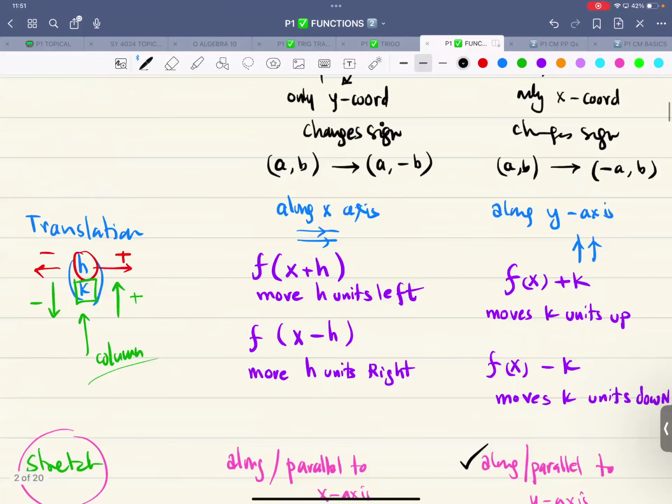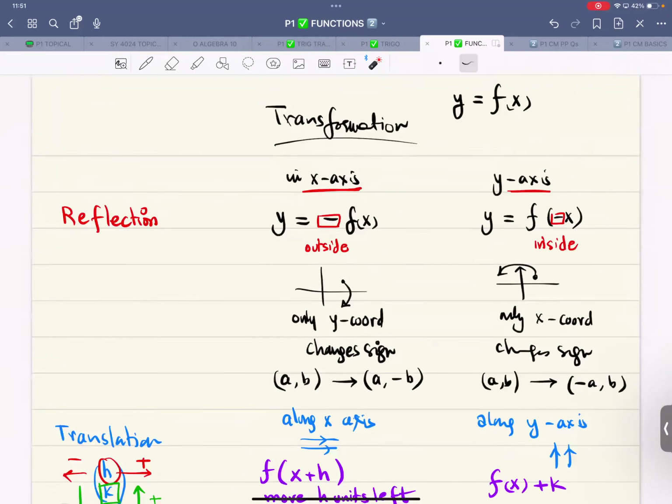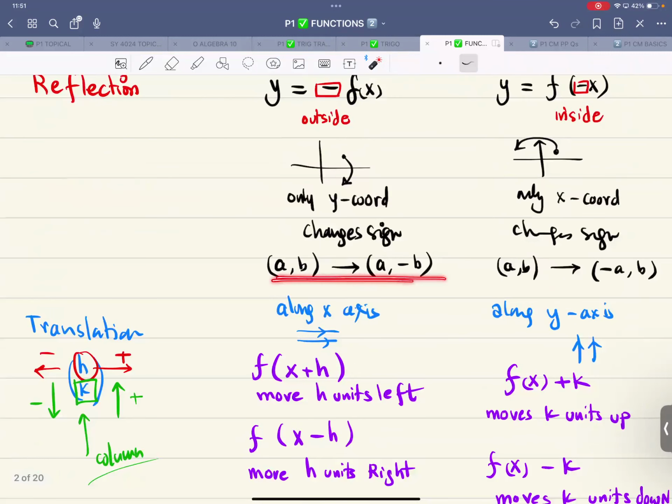So now these are the 6 transformations. Let's have a look again, and then we'll directly go to the questions. The first thing is reflection in x-axis: y equals negative f(x). Negative is on the outside. If it's reflection in y-axis, it's f of negative x. This negative is on the inside. That is what is happening. What happens to the coordinates? Because we have to look from the perspective of coordinates. (a, b) becomes (a, negative b). Over here, reflection in y-axis, the x coordinate changes sign, y coordinate remains the same.